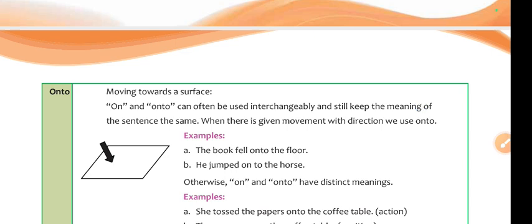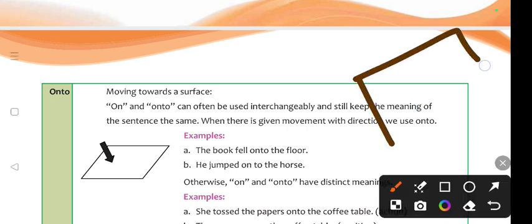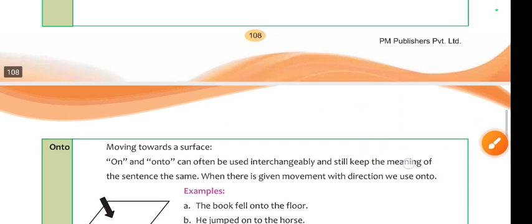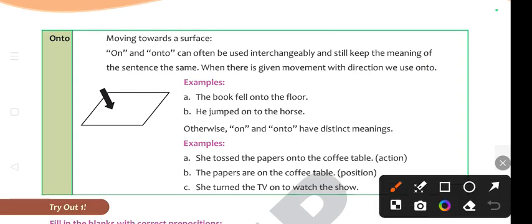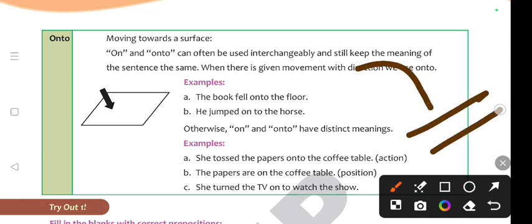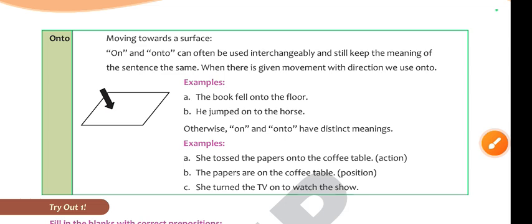Moving towards a surface. Suppose it is a surface, and if there is any movement on the surface, then we use onto. For example, the book fell onto the floor. Clear? He jumped on the horse. Onto the horse.